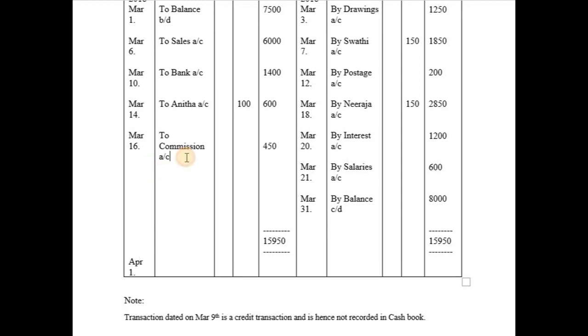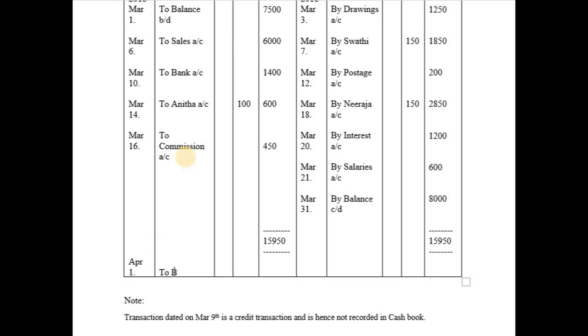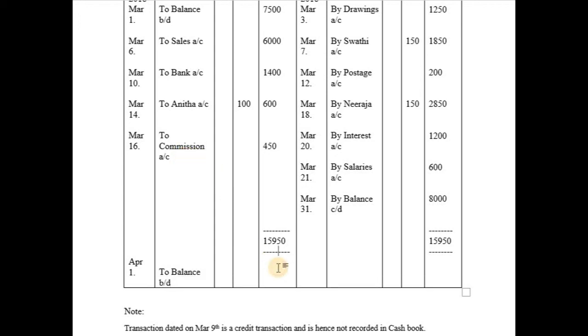So जिसको आप यहाँ पे लिखेंगे to balance brought down, जितना कैरी करे थे उतना brought down करेंगे. तो हम कितना कैरी करे थे? 8,000 कैरी डाउन करे थे. So the same amount will be brought down here as to balance brought down 8,000 rupees.